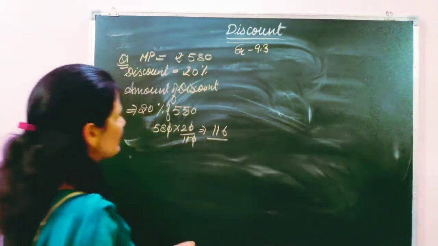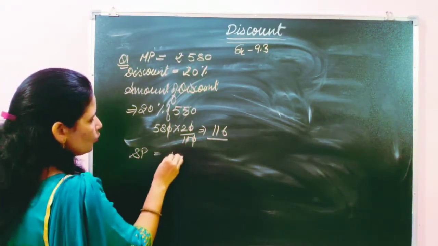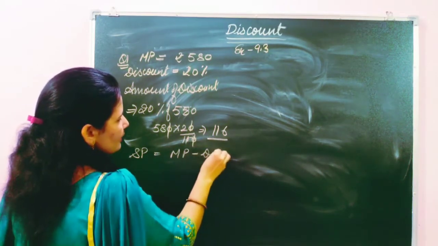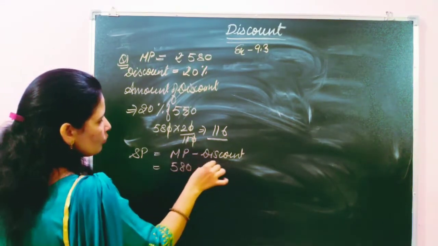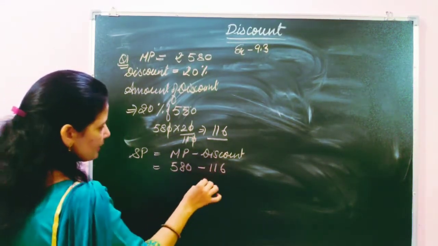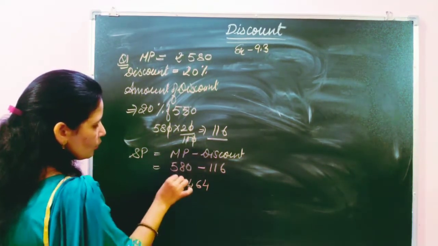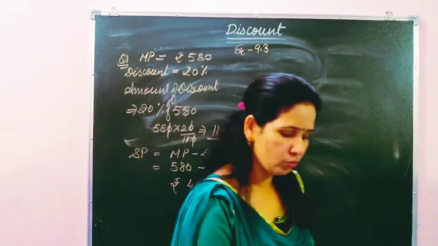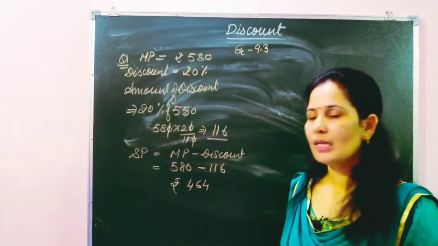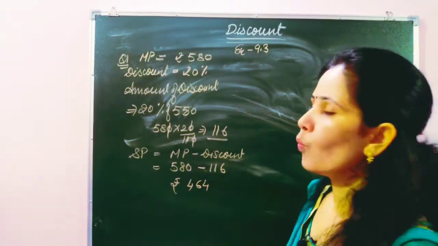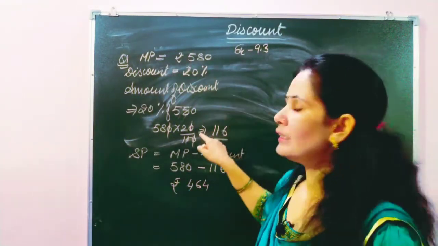So what is the discount? Rupees 116. So students, as we know, SP equals marked price minus discount. The marked price is 580 and discount is 116. So 10 minus 6 is 4, 7 minus 1 is 6, and 5 minus 1 is 4. So what is the selling price after the discount? The selling price is rupees 464. And how much is the amount of discount? That is rupees 116.